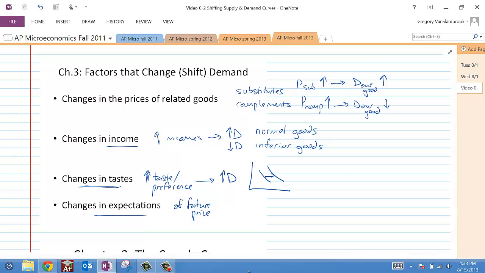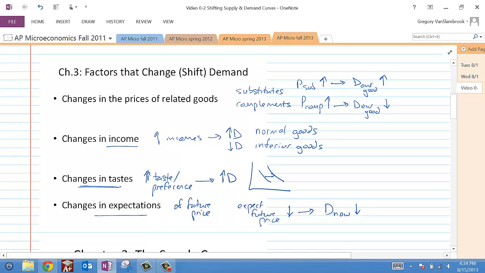So if consumers were to expect the future price of a good to fall, then we can assume that they might wait to buy the good until later, so the demand for the good now would also fall. And vice versa, if they expect future prices to rise, then the demand for the good now might rise, which we'll see in a minute has a little bit of an ironic effect of raising the price as kind of a self-fulfilling prophecy. So there's our main factors that shift demand.